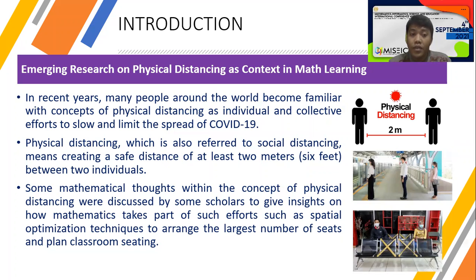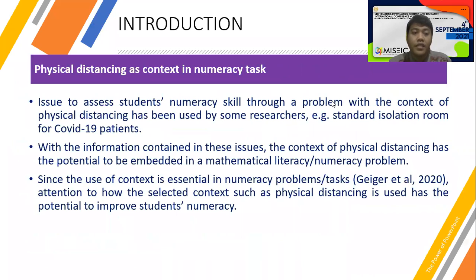Physical distancing, which is also referred to as social distancing, means creating a safe distance of at least 2 meters between two individuals. Some mathematical thoughts within the concept of physical distancing were discussed by some scholars to give insights on how mathematics takes part in such efforts, such as spatial optimization techniques to arrange the largest number of seats and plan classroom seating.